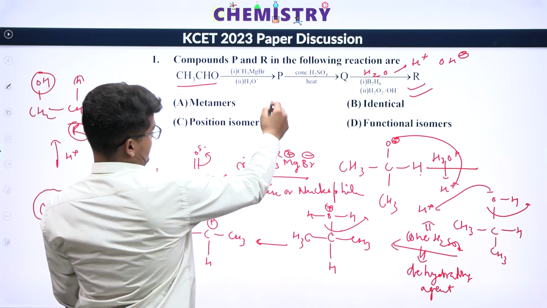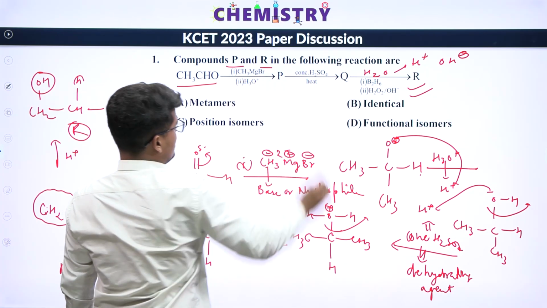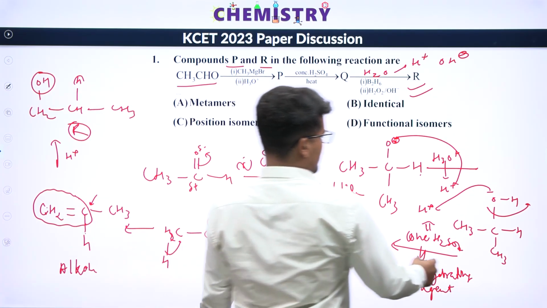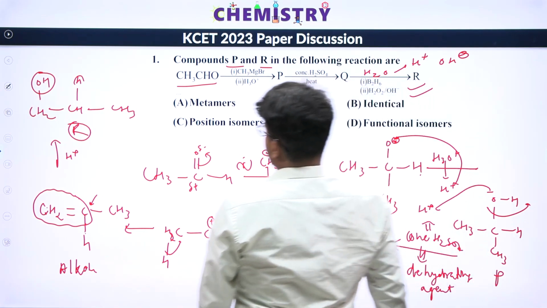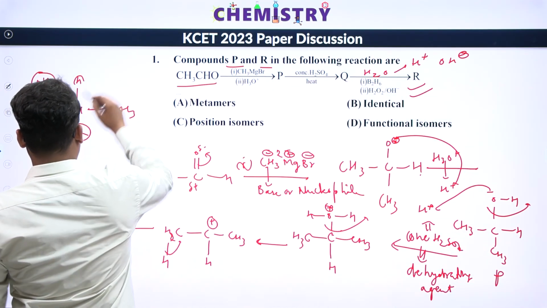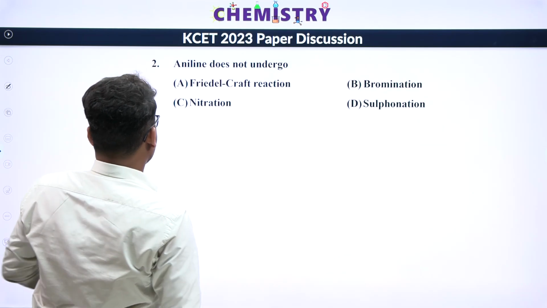You can see they are asking what is the relationship between P and R. And what is our P? You can see this is our P. This is our P. This is our P. Correct? This is our Q. Let's draw it on the next slide for clarity.